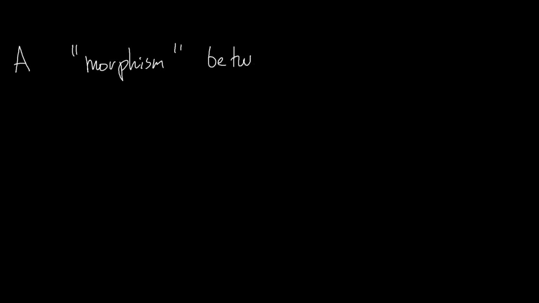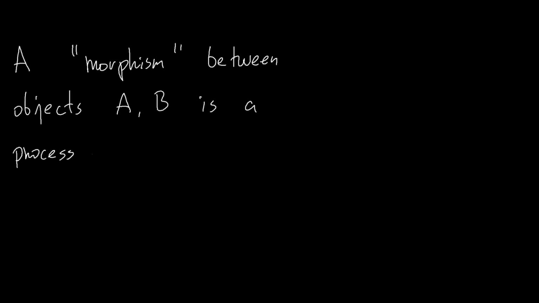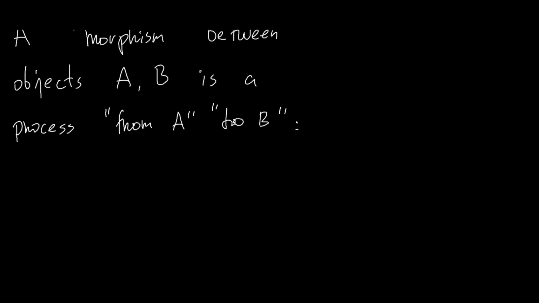The morphism between objects can be thought of as a process that goes on between these objects, but it has a direction. It's almost like some kind of one-directional information exchange. A morphism between objects, let's say between objects A and B, is a process that happens from A to B. And we draw this as an arrow.